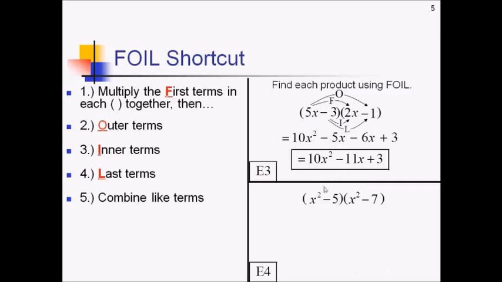So first, that's x squared times x squared. So that's x to the fourth. 2 plus 2 is 4. Outers, we got x squared times negative 7. So negative 7x squared. Inners, negative 5 times x squared, negative 5x squared. And then the last's negative 5 times negative 7, positive 35. Don't forget to combine like terms, anything that has the same variables and exponents. So we'll have x to the fourth minus 12x squared plus 35.